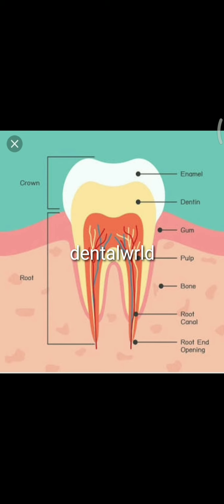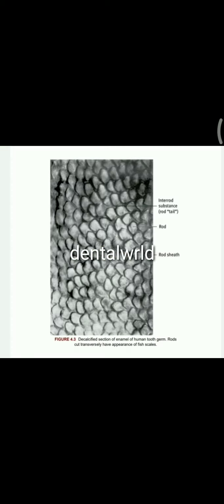It is composed of 96% inorganic material, that is hydroxyapatite crystals, and 4% organic substance and water. Enamel rods. Enamel is composed of enamel rods or prisms, rod sheets, and in some regions cementing interprismatic substances.